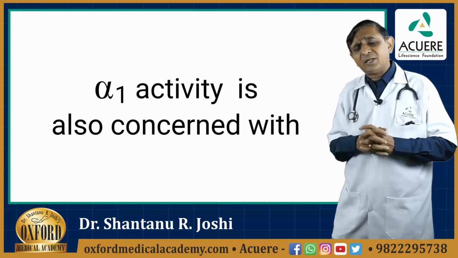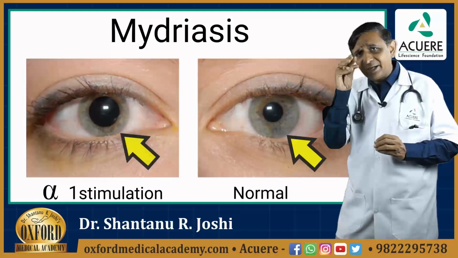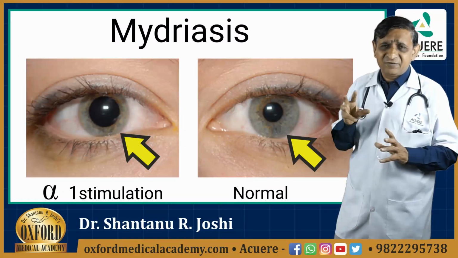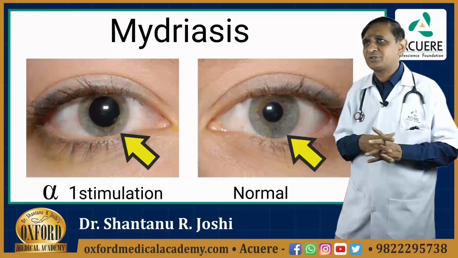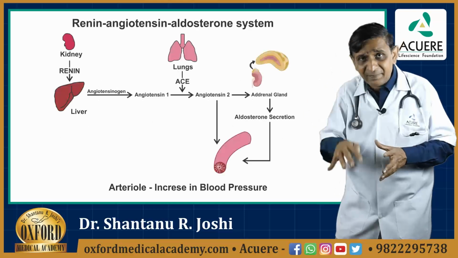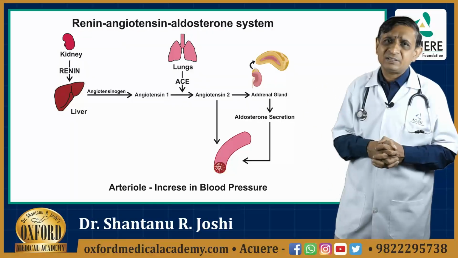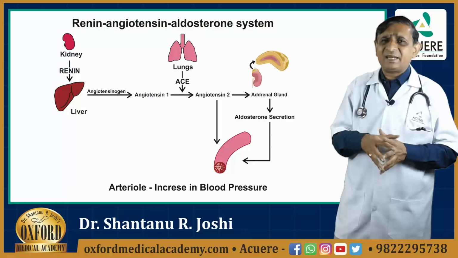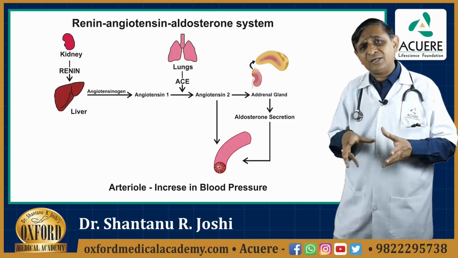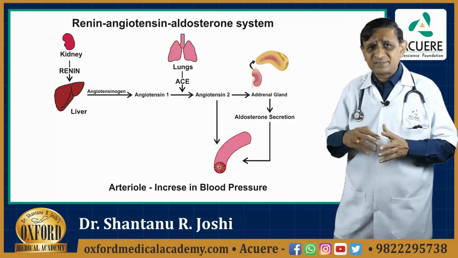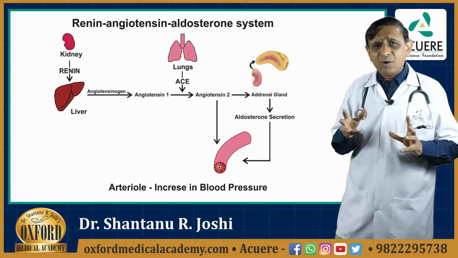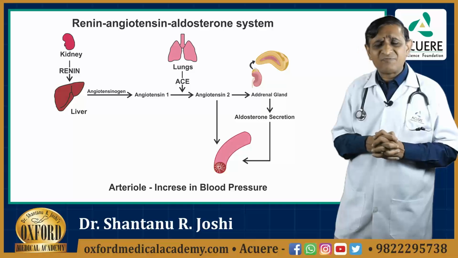Alpha 1 activity is also concerned with dilation of the pupil. We call it mydriasis. The mydriasis is an effect of alpha 1 stimulation, and alpha 1 is also responsible for inhibition of renin secretion. When it inhibits the renin secretion, the RAS system, renin, angiotensin, aldosterone system, is depressed, and it will ultimately result in reduction in the blood pressure. Now, all these things are related with alpha 1 activity.